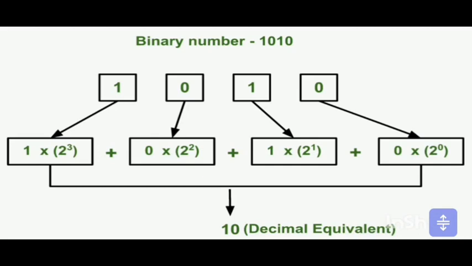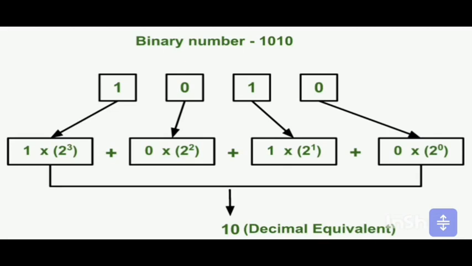We have to convert the binary number into decimal form, so we take base 2 with the power of the position. Now, 1 into 2 to the power 3, plus 0 into 2 to the power 2, plus 1 into 2 to the power 1, plus 0 into 2 to the power 0. Every time 0 is multiplied by a number, the answer is 0.